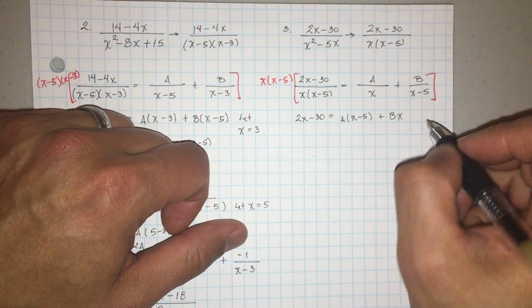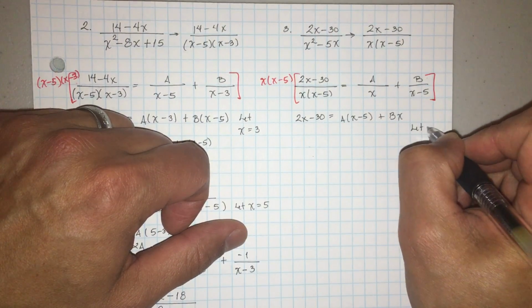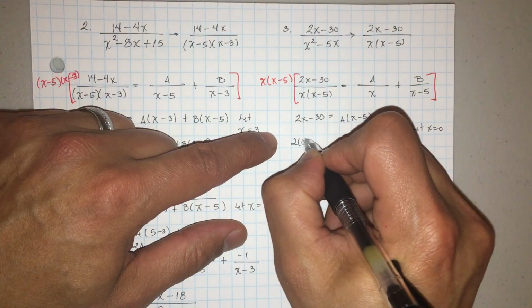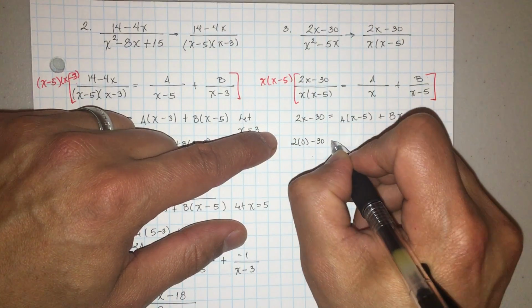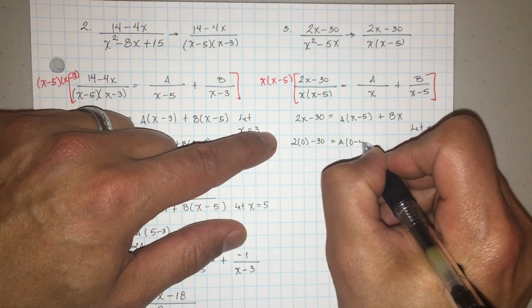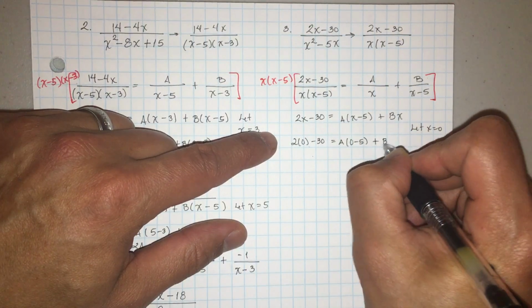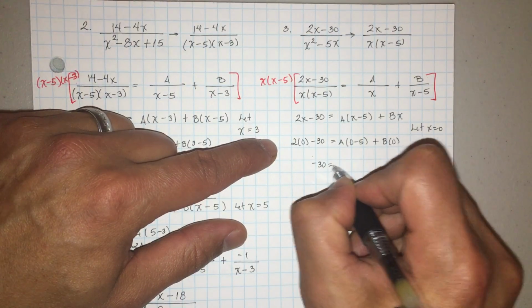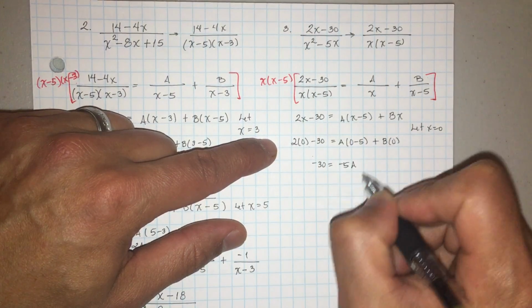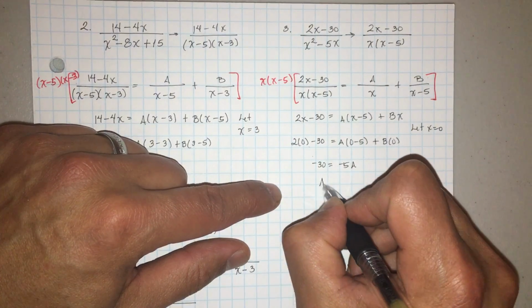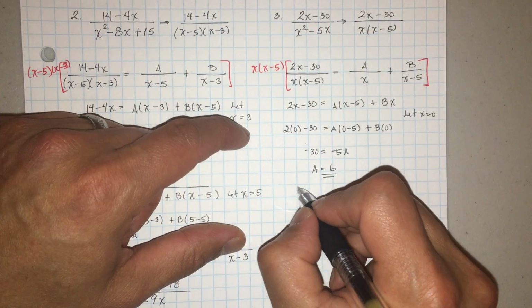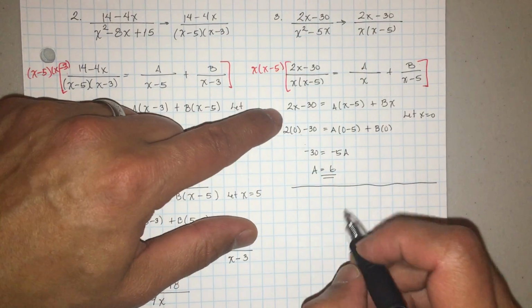This time we're going to let x equal 0 first. So we're going to get 2 times 0 minus 30 is equal to a times 0 minus 5 plus b times 0. So you're going to get negative 30 is equal to negative 5a, and so a is going to equal positive 6. Nice.